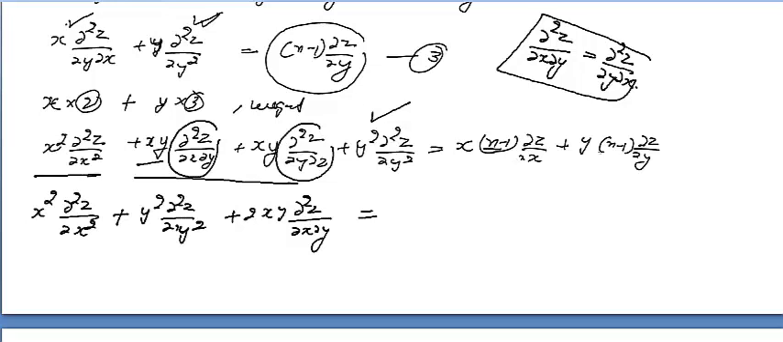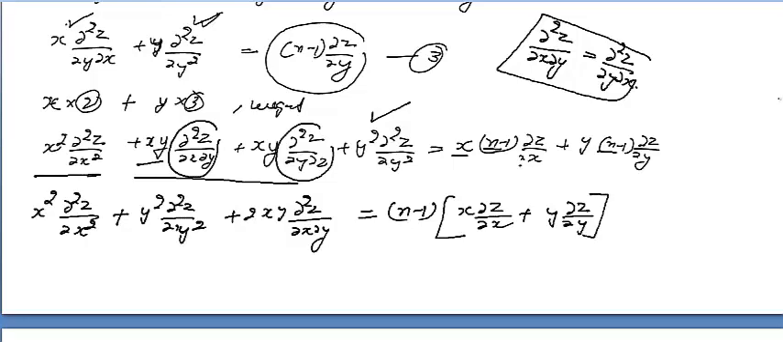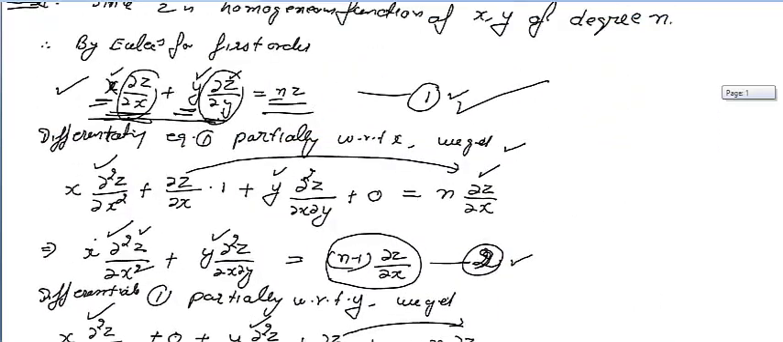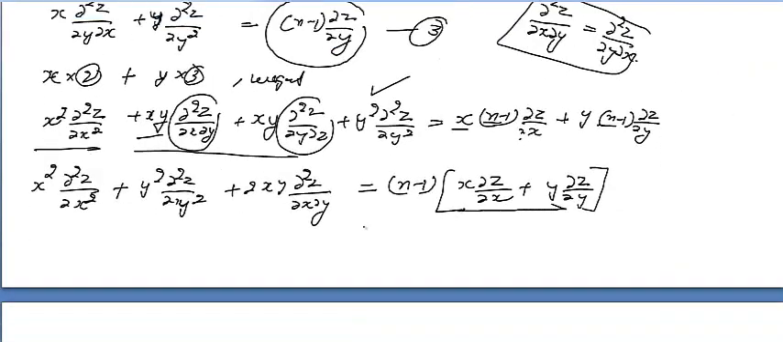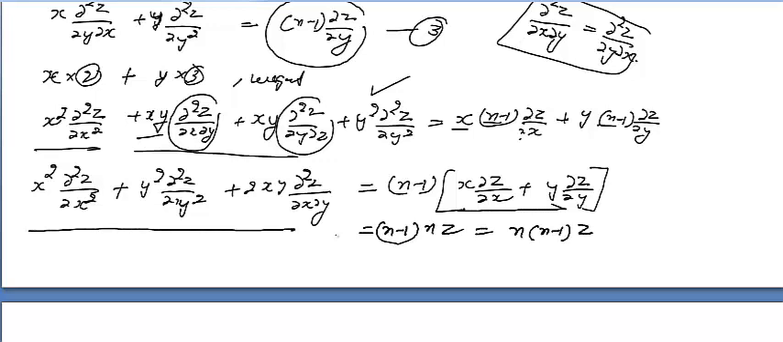Here n minus 1 is common from the right hand side of this equation. So left is x into ∂z/∂x plus y into ∂z/∂y. So students see, what is equation number 1? This is the right hand side of equation number 1 and it is equal to nz. So you will get n minus 1 into nz, so you will get n into n minus 1 into z. So this is equal to this, hence proved.